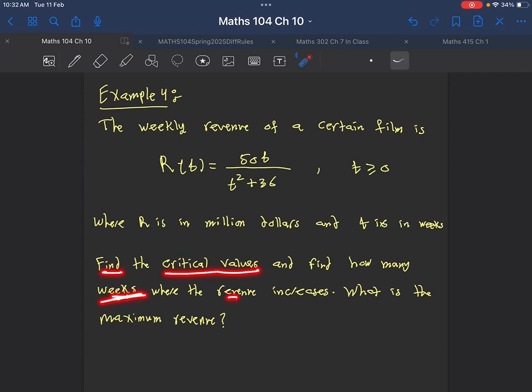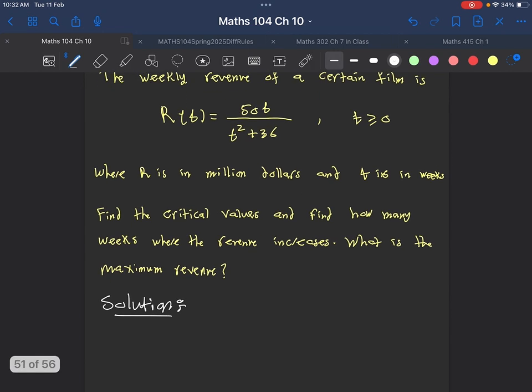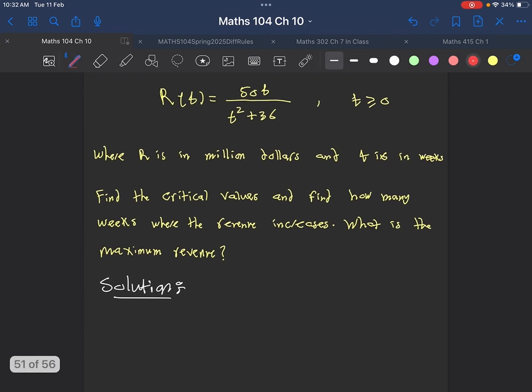What we need to do is find the critical values. We need to know for how many weeks the revenue increases, and we need to find the maximum revenue. Which week will give me the maximum revenue, and then we will start seeing a change in the behavior. So in order to find the critical numbers, the first step is to find the derivative, and this is the derivative in terms of t.